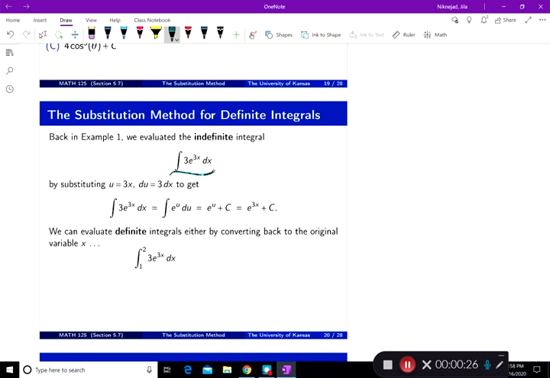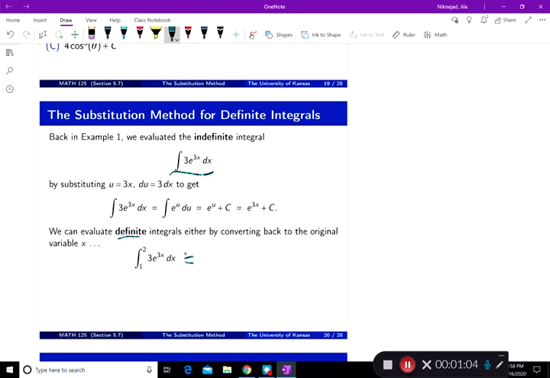example that we did. We did the indefinite integral of 3e to the power 3x dx. We assumed u to be 3x, du to be 3dx, and we figured out the integral becomes e to the u du, and then the antiderivative is e to the u plus c, and then by replacing back I get e to the power 3x plus c. So how do I deal with it when there are bounds in here, when it's a definite integral from 1 to 2?